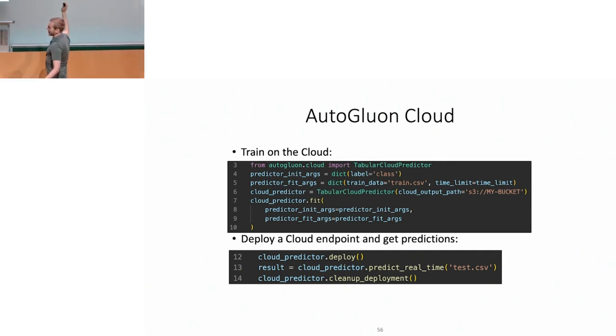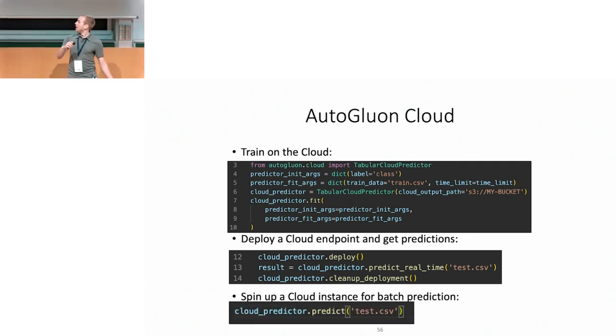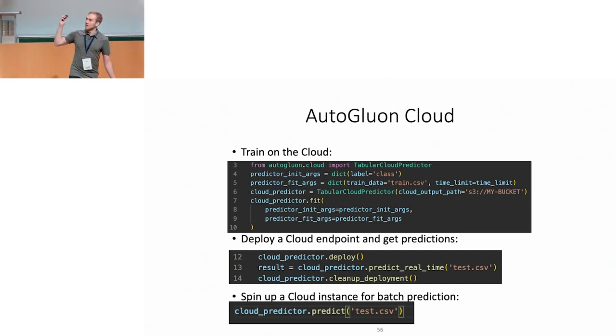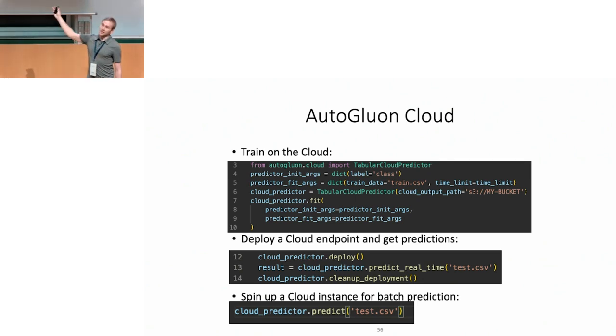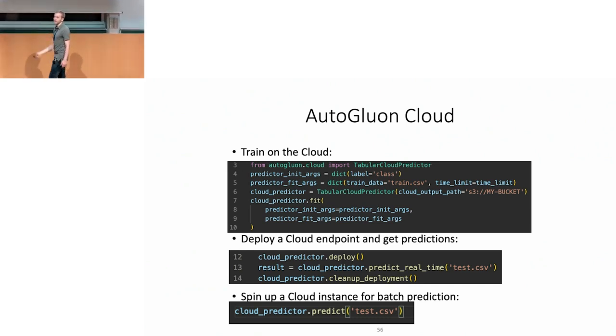And if you want to clean up that instance, you call cloud predictor.cleanup deployment. If you want to predict on a batch, cloud predictor.predict test.csv, and that just spins up an instance, predicts for you, returns it to you, shuts down the instance. And the fun thing is that you can train on your laptop, and then convert this to a cloud predictor, and then host it in less than 5 lines of code.